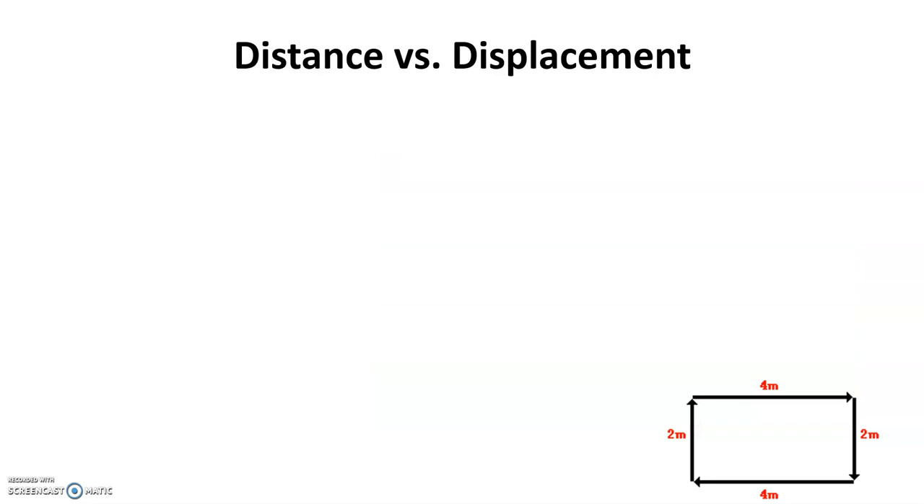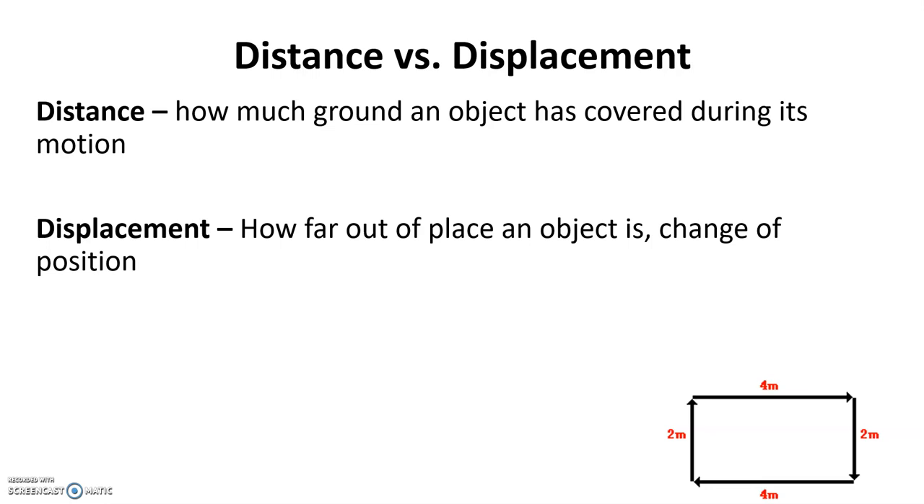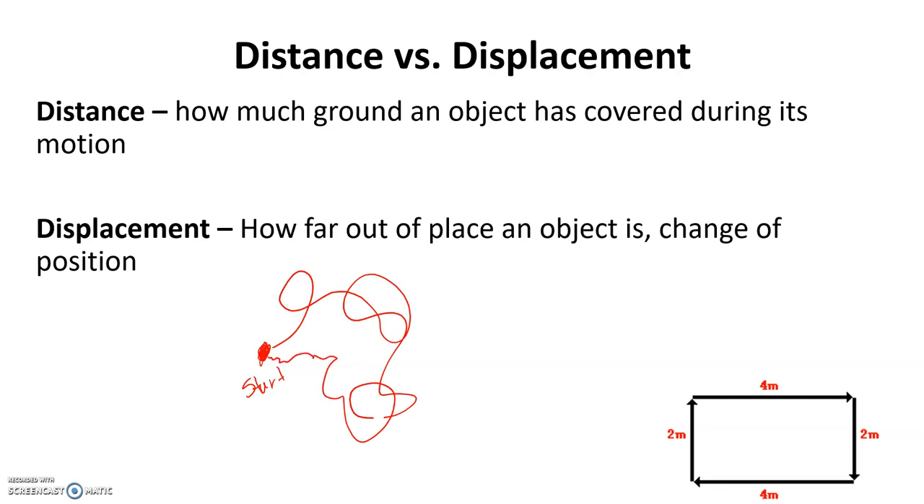So our first two vocab words are distance versus displacement. Distance takes a look at how much ground an object has covered, whereas displacement is how far away the object is from the origin. And so if we look at this with some examples, if I have a situation where this is my start point and I travel this distance and I end up right here, is my distance the same as my displacement? The answer would be no.